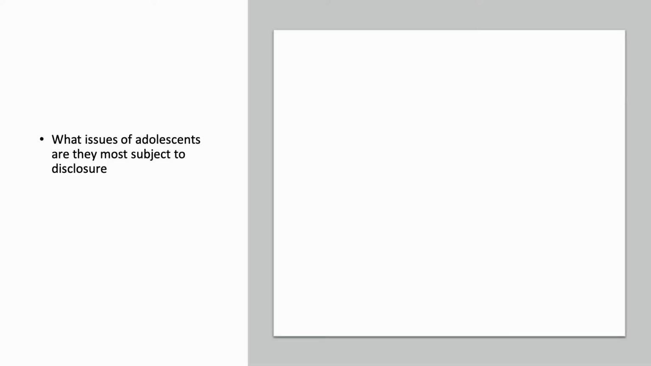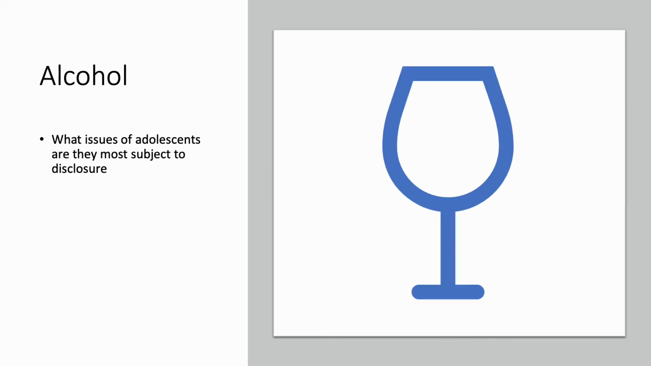All right, let's try a question. What issue of adolescence are they most likely to disclose? Any guesses? Alcohol. It should be noted that teens exposed to alcohol and drugs before the age of 15 demonstrate increased substance risk behaviors and risky sexual behaviors. But again, this is one of the risks they take that they're usually willing to disclose.